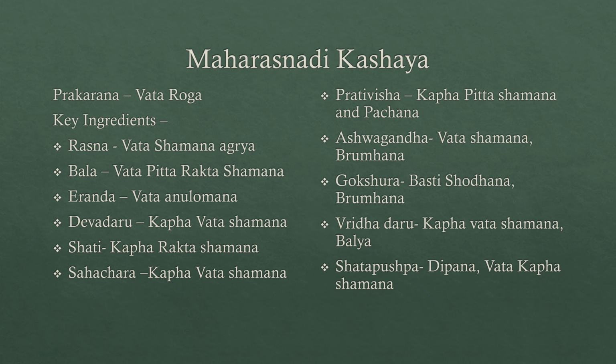Our next focus will be on Maha Rasnadi Kashaya, and it is also indicated in Vata Roga Prakarana. The key ingredients are Rasna, Bala, Eranda, Devadaru, Shati, Sahachara, Prativisha, Ashwagandha, Gokshura, Vriddhadaru, Shatapushpa, etc. Most of the medicines in this combination are Vata Shamana in nature along with Kapha Shamana. There is also the presence of Brimhana and Balya medicines. All these indicate that this medicine is specifically indicated for diseases where degeneration is predominant.